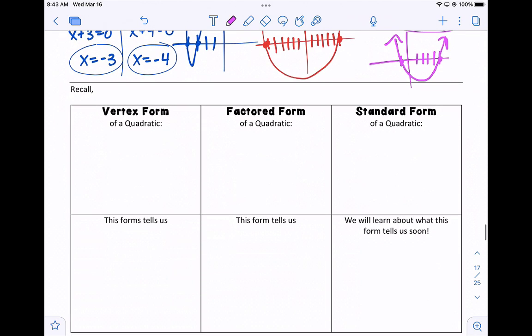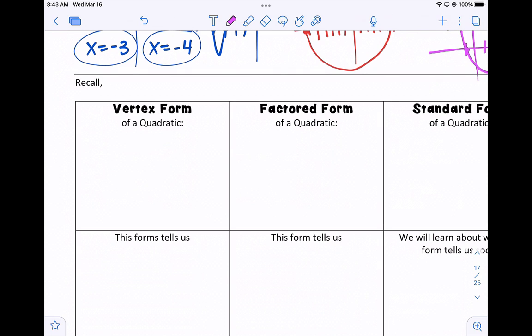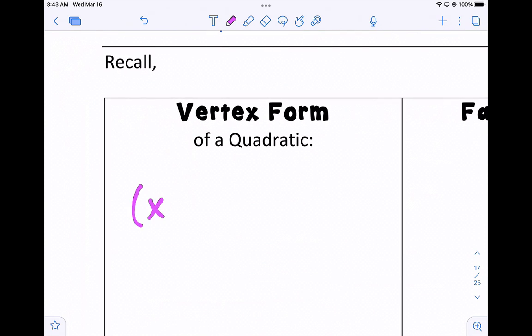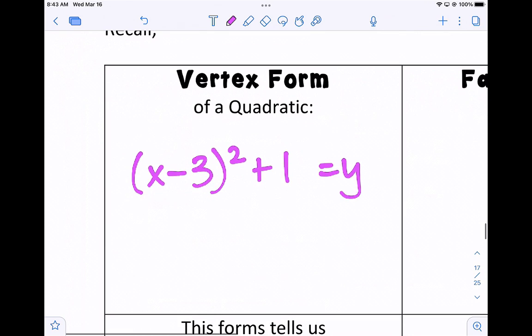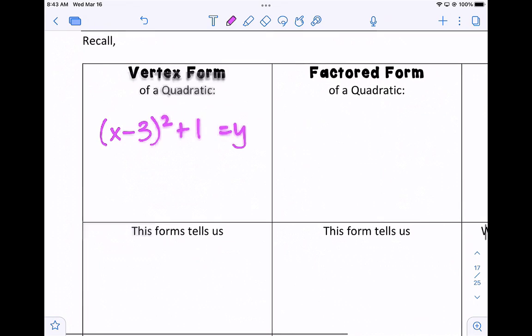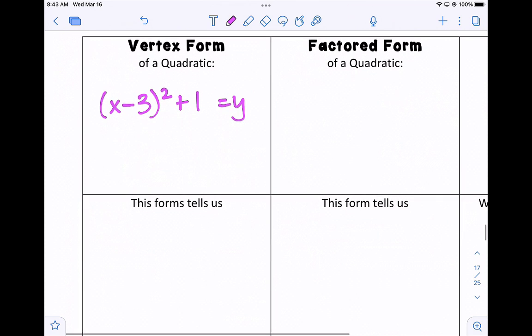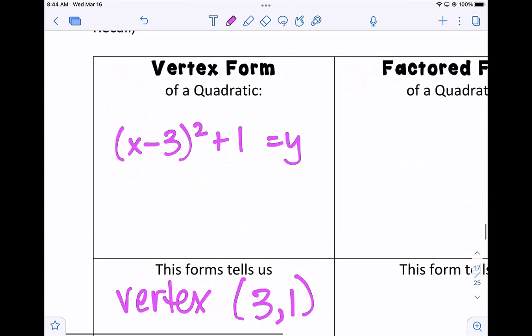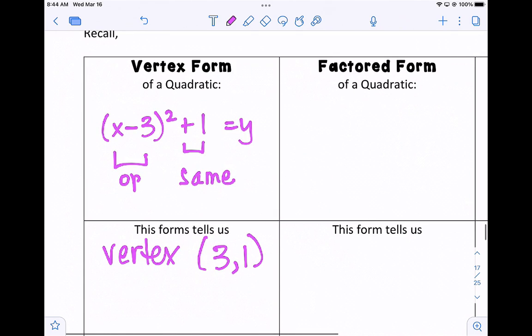So recall, vertex form of a quadratic, and I'll just do an example with numbers. What if we had x minus 3 squared plus 1 equals what? All right, what does the vertex form tell us? It tells us what the vertex is, where the graph changes direction. And here the vertex would be 3, 1. It's the opposite of what's in this parentheses, and it's the same as what's on the outside right here. So this is vertex form.